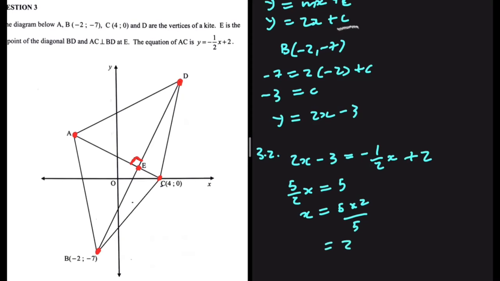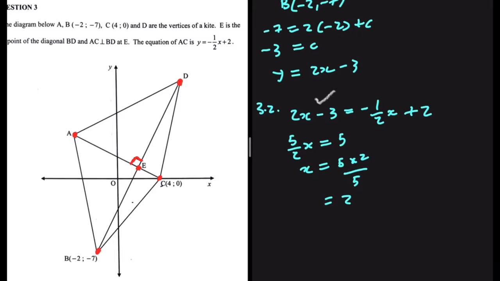So that is the x coordinate at E. Let's substitute 2 into 2x minus 3. If we do that, we're going to have y being equal to 2 multiplied by 2 minus 3. This is just equal to 1.